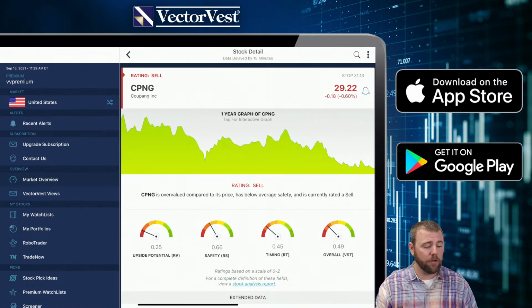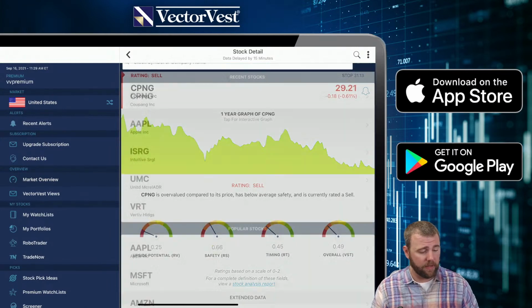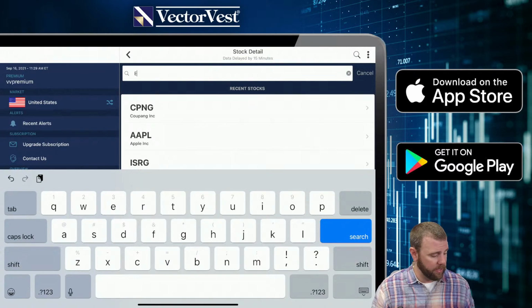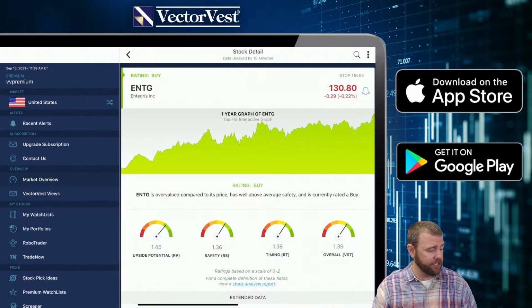There we go. Poor long-term potential. A lot of risk associated with it. You're steadily dropping. Overall, stock's not favorable here. ENTG. Great long-term potential. You have a nice, solid uptrend, less risk associated with it. Definitely an overall favorable stock here.